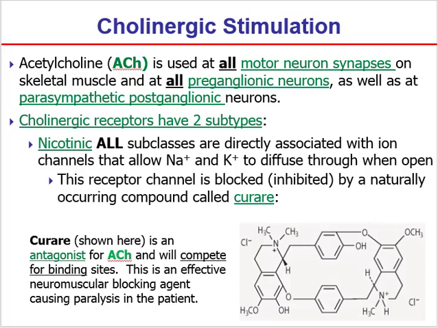Nicotinic receptors are sensitive to a naturally occurring compound called curare, and they can become blocked or inhibited when this chemical compound is around. When this happens at a skeletal muscle, that effector is then paralyzed because the depolarization process is blocked by this large, bulky curare structure.